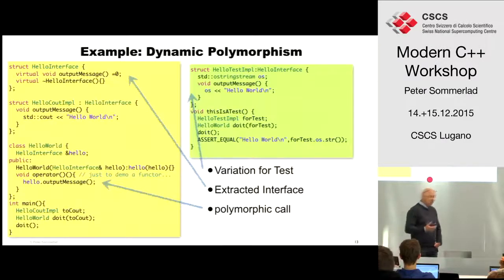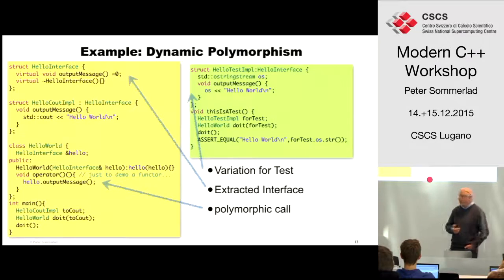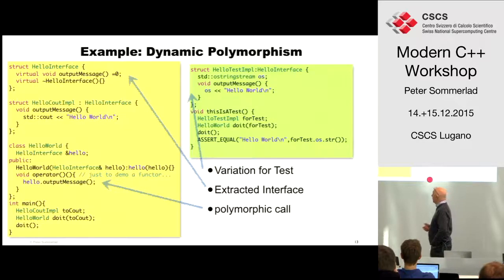Just to give you an example of how dynamic polymorphism in C++ looks like. Here we have, again, a very silly example. We define a class hello interface, where you have a virtual member function to output a message. And because it has a virtual member function, it has to have a virtual destructor. And you see this code example is pre-C++11. At least it doesn't use my equals default version of the virtual destructor, which is not a big problem, but I'm not following my own rules.